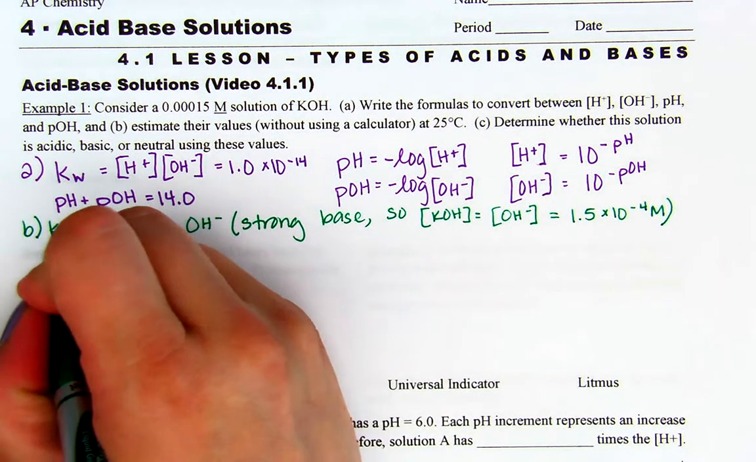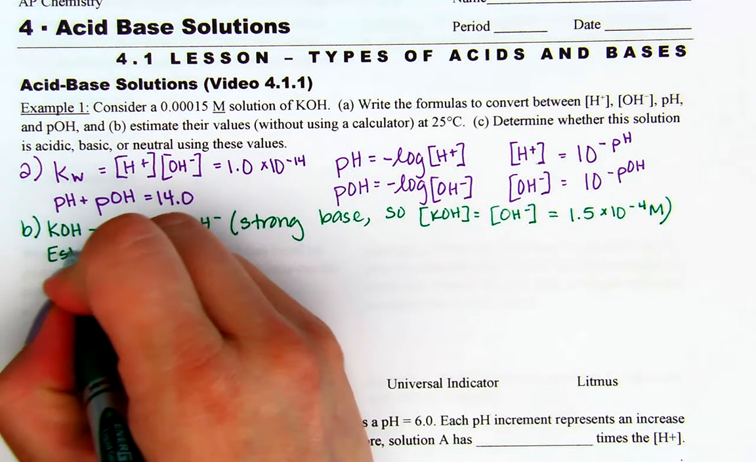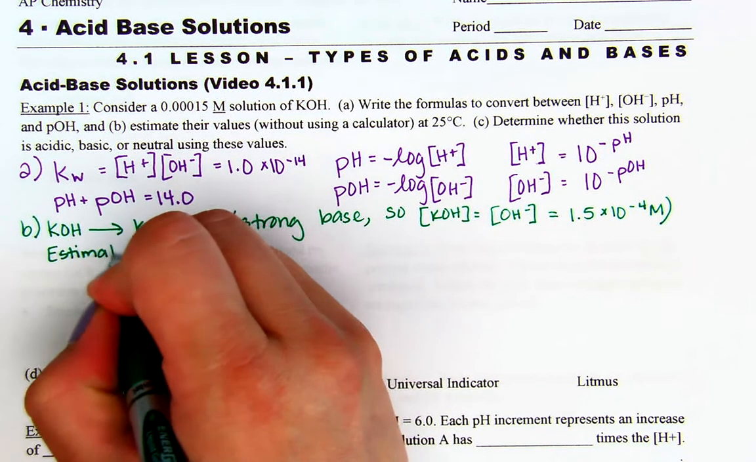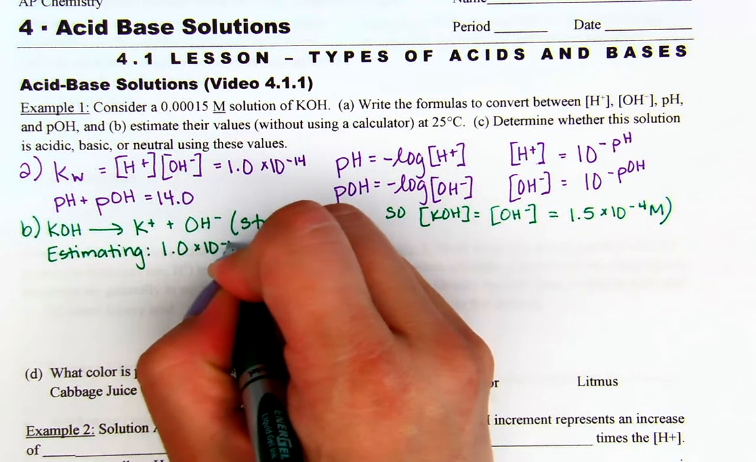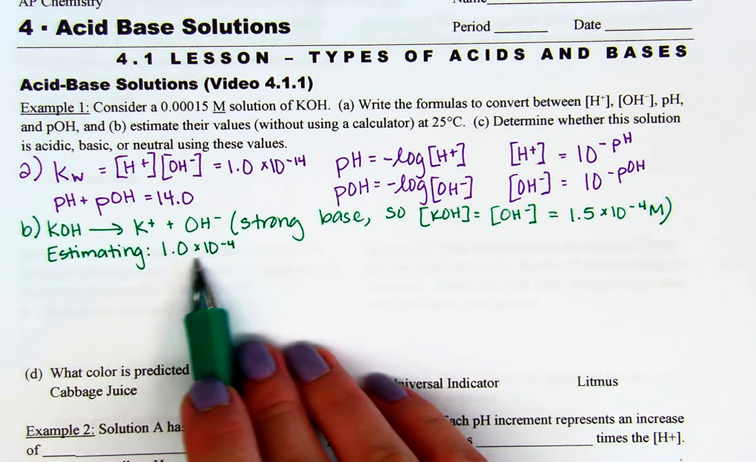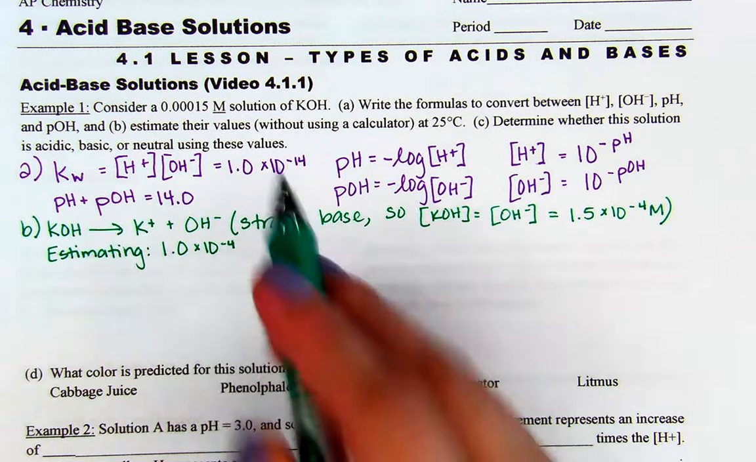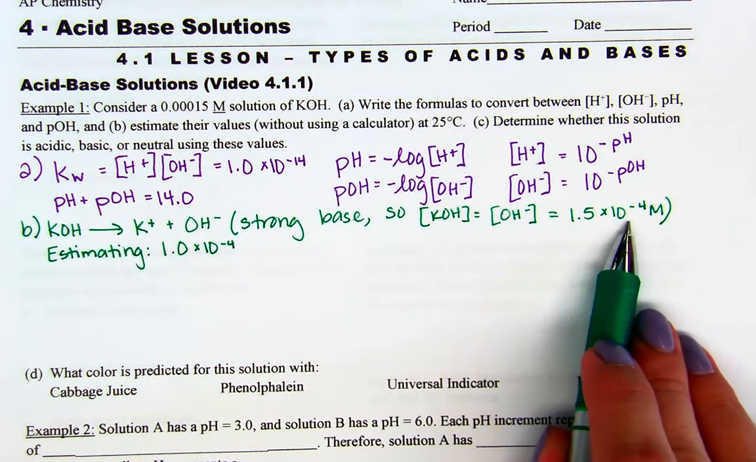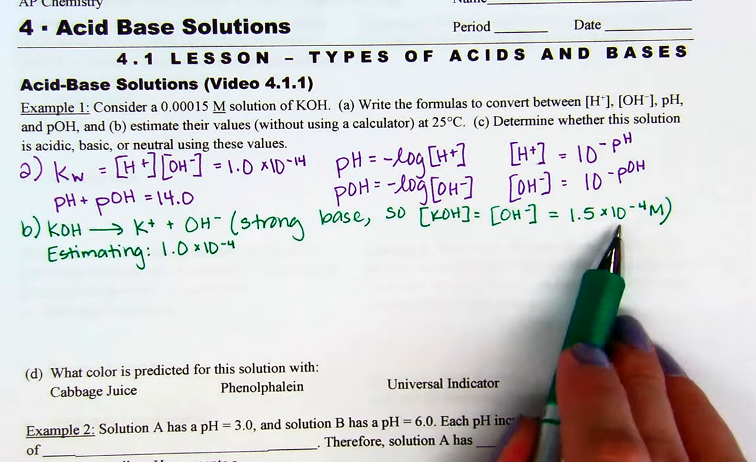Okay, how do we estimate? Because as you know, on the AP test, you cannot use a calculator on the multiple choice section. And a lot of the time they'll like to ask you what is the approximate pH of this. So estimating. So if we have 1.0 times 10 to the negative 4, that pH would be equal to 4. Because if you have 1.0 times 10 to the whatever, your pH is going to be equal to the exponent. So if we have 1.5 times 10 to the negative 4, we can say that that's between 1.0 times 10 to the negative 4 and 1.0 times 10 to the negative 3.